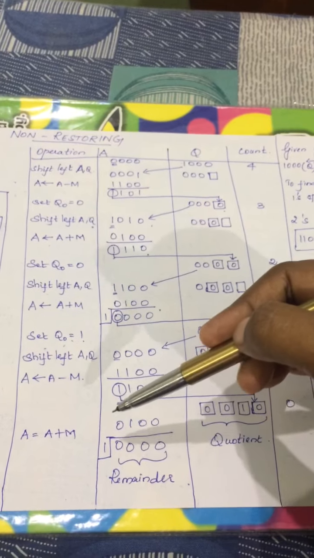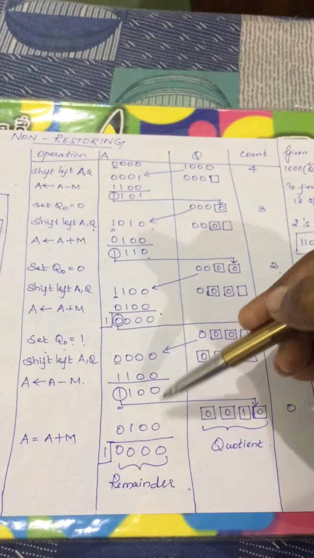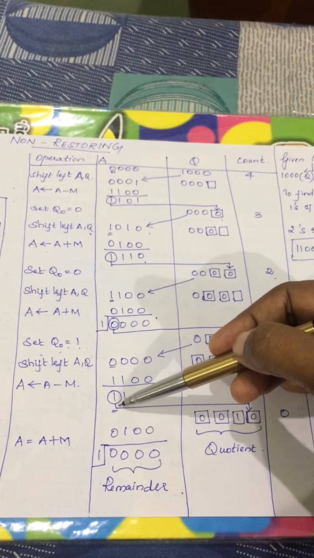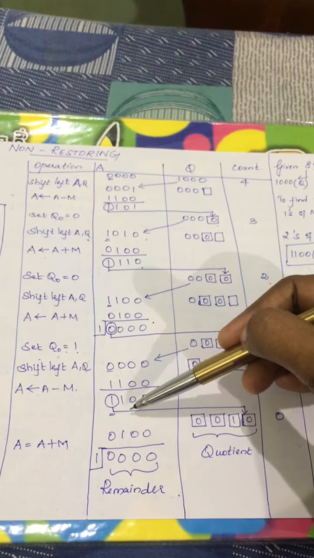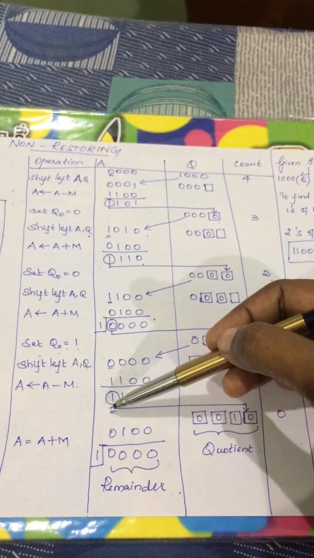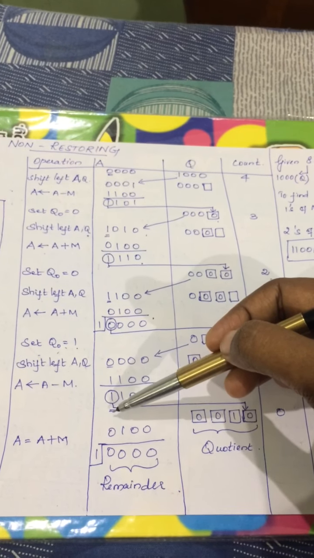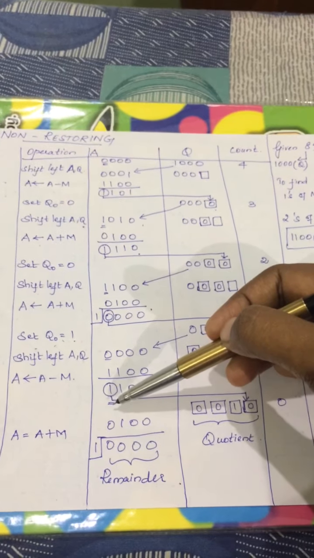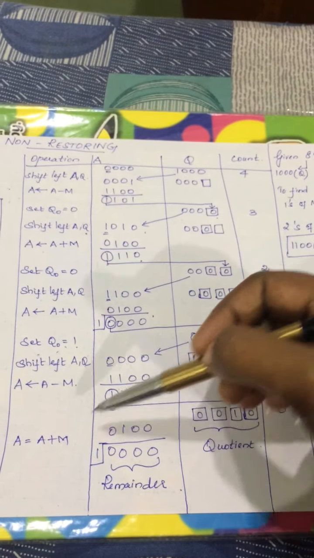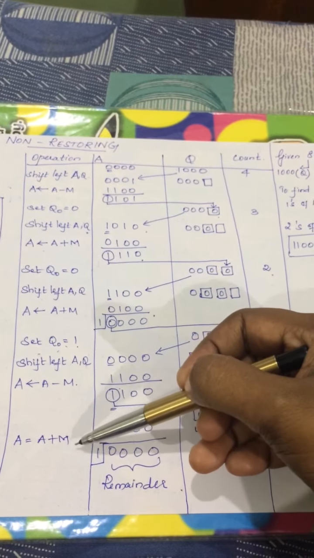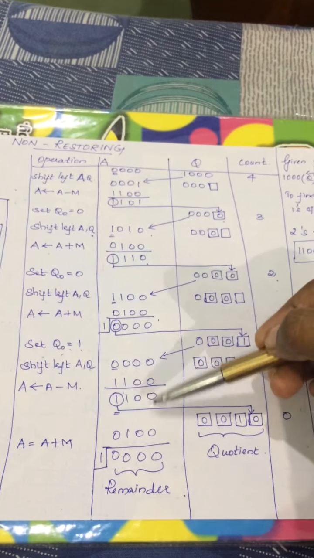Whereas for the remainder part, we have to check again at the last condition whether A is less than 0. If A is going to be greater than 0 or less than 0, it is based upon this output. So when you are coming over here, the A's leftmost bit is 1, so it is a less than 0 value of A. So whenever it is less than 0, then you have to perform A equal to A plus M. So performing the addition operation.